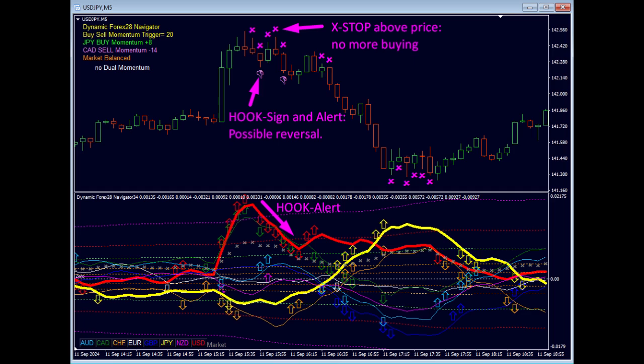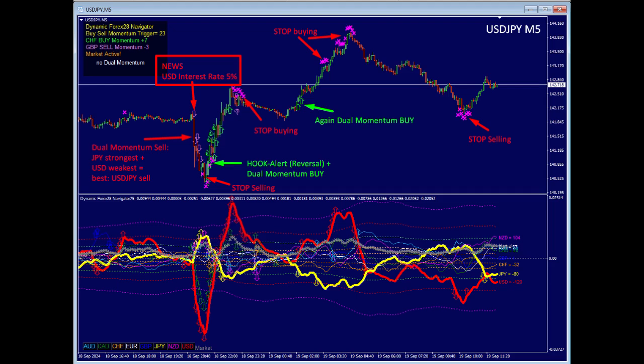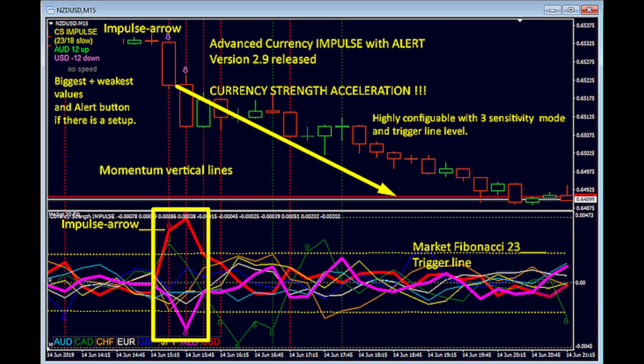Strategy number 3. This one's for the news junkies out there. It's all about news trading, riding those waves of volatility after a big economic announcement. Oh, so they're not afraid to mix it up in the heat of the moment. Not at all. But they don't just jump into any pair when news drops. They use a combo of currency strength and another indicator called impulse.